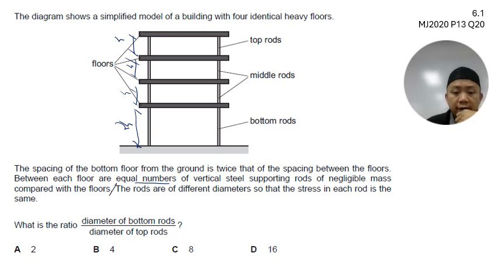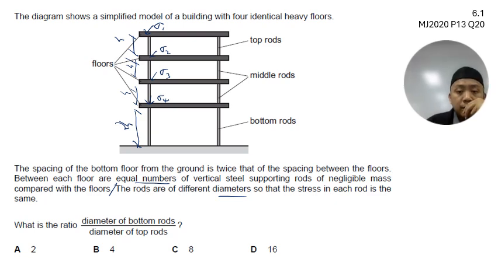Now the rods are of different diameters so that the stress in each rod is the same. So where is the point of stress between the floors as well as the vertical steel? Basically, it's where the point of contact is located. Let's say this one is stress 1, which is the top floor. Let's label the top floor as 1. And here will be stress 2, here will be stress 3, here will be stress 4.